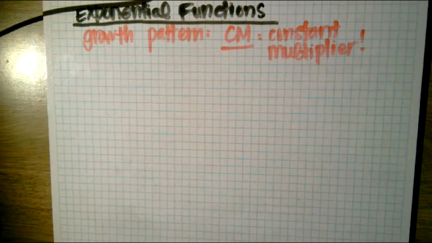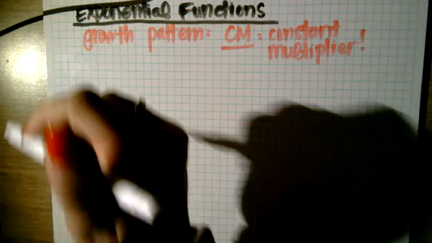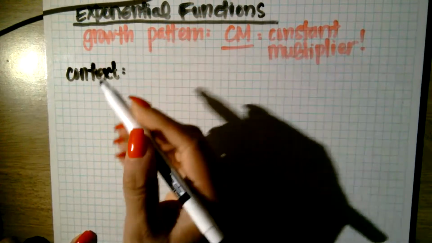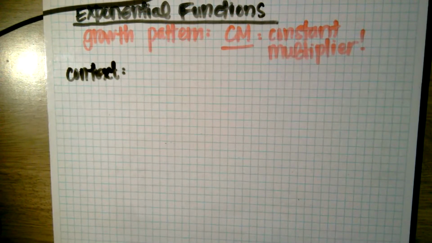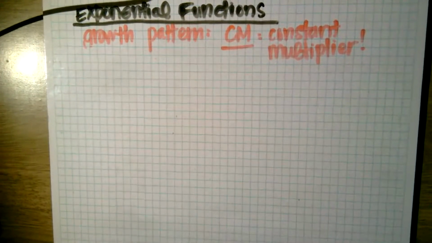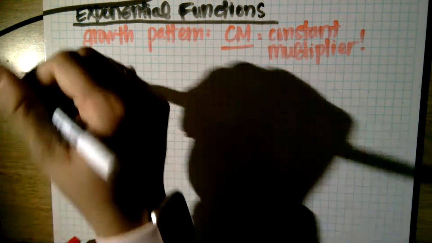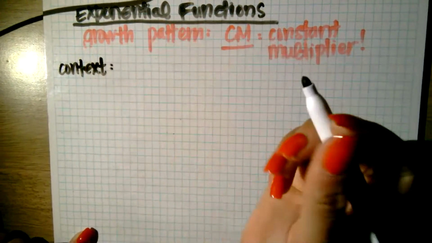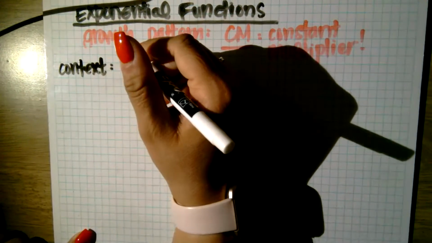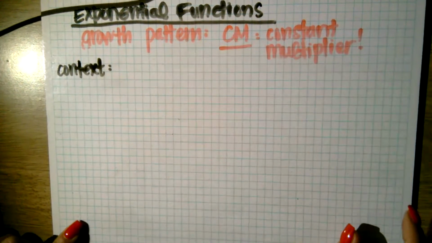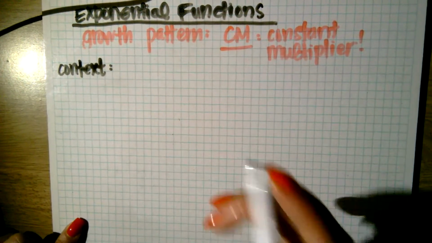Cool. So again, we're going to start with a little context. This context is very relatable right now because, you know, coronavirus. We're going to call this the happy gene, okay?